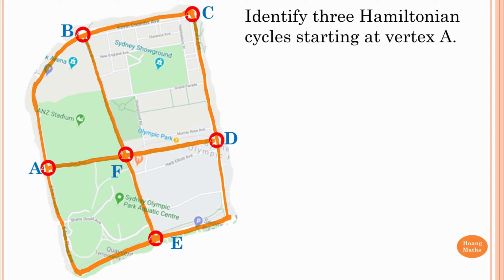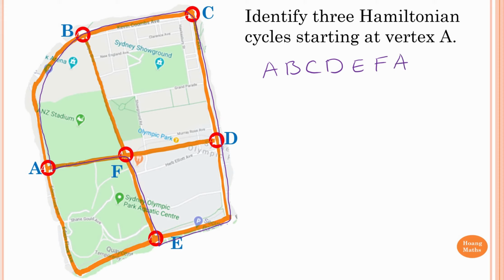So let's try. So first one, I can start at I. From I go along here, and then I go back here. Then I go back to I. So the path is I, B, C, D, E, F, and back to I. This is a Hamiltonian cycle.